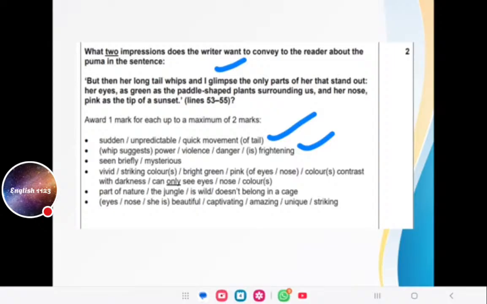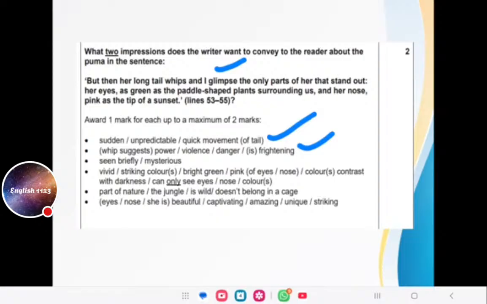Next is vivid, striking colors, bright green, pink of eyes, nose, colors contrast with darkness, can only see eyes, nose colors. Part of nature, the jungle is wild, doesn't belong in a cage. Eyes, nose, she is beautiful, captivating, amazing, unique and striking. So basically different kinds of expressions are being used by the writer to convey that the animal is beautiful, eyes, nose, while comparing them to sunset, plants and all of those things.